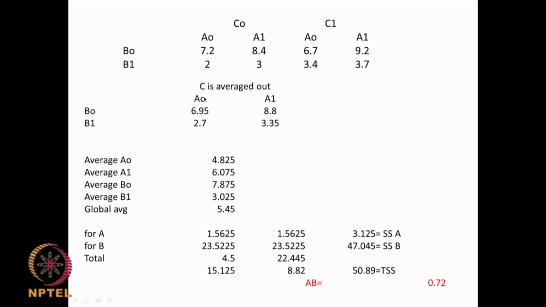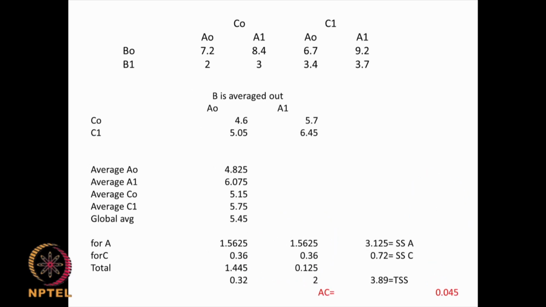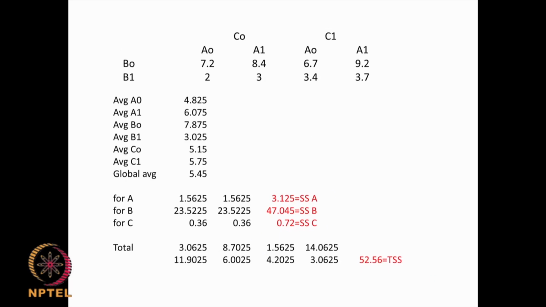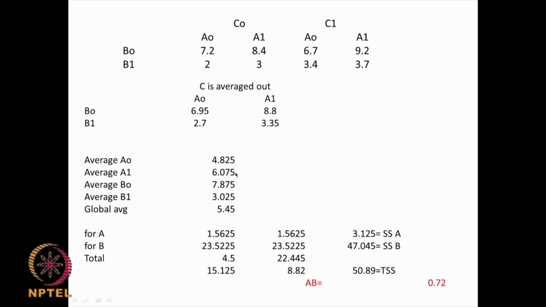So again I can do a sum of squares. The average of A naught will be this plus this divided by 2, the average of A1 this plus this divided by 2, and of course if you go to the previous one, you should be getting the same 4.825 and 6.075. So the average of B naught will be this plus this divided by 2, the average of B1 this plus this divided by 2. We got the averages for these, and then the global average, again, you should get 5.45 when you add up all these 4 items divided by 2.